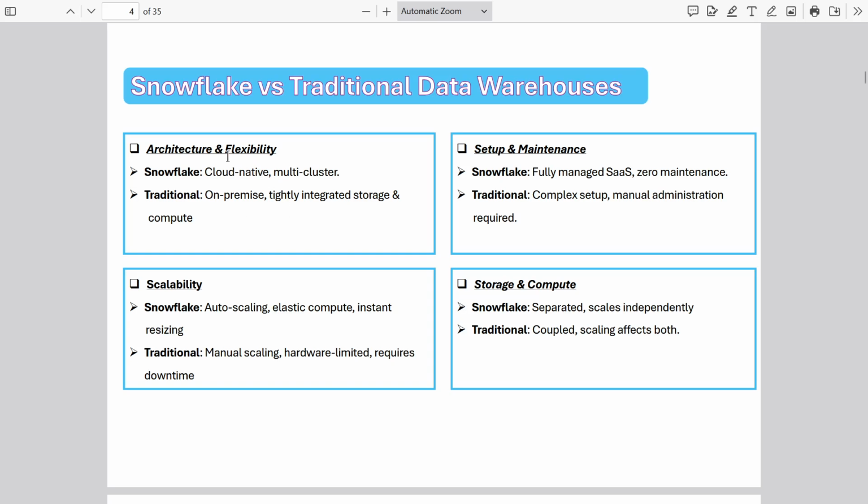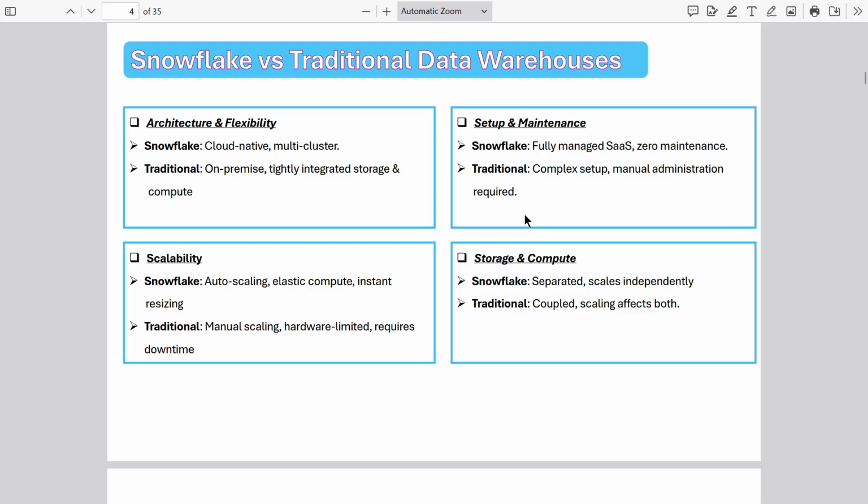So flexibility is there. And setup and maintenance: Snowflake is fully managed SaaS, zero maintenance. We don't need to worry about any update packages. Everything is automatically managed by the system itself. But the traditional database has complex setups, and manual administration is required. All the things were done manually, so maintenance was difficult in that.